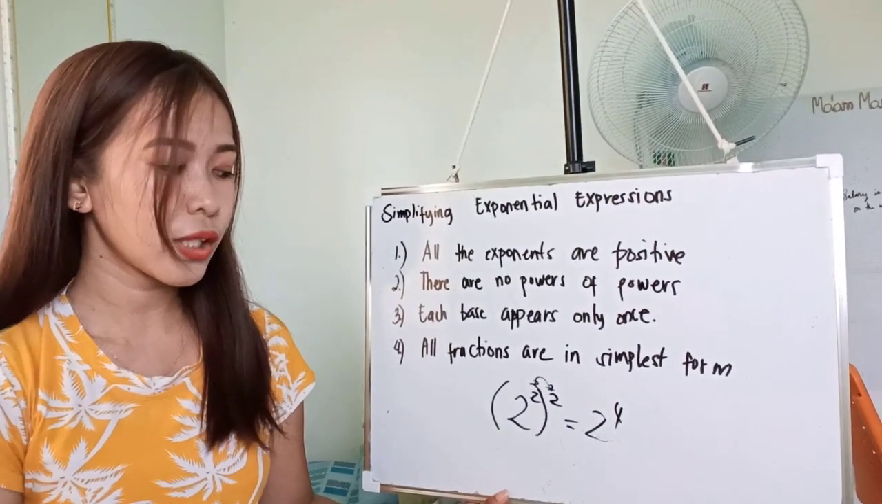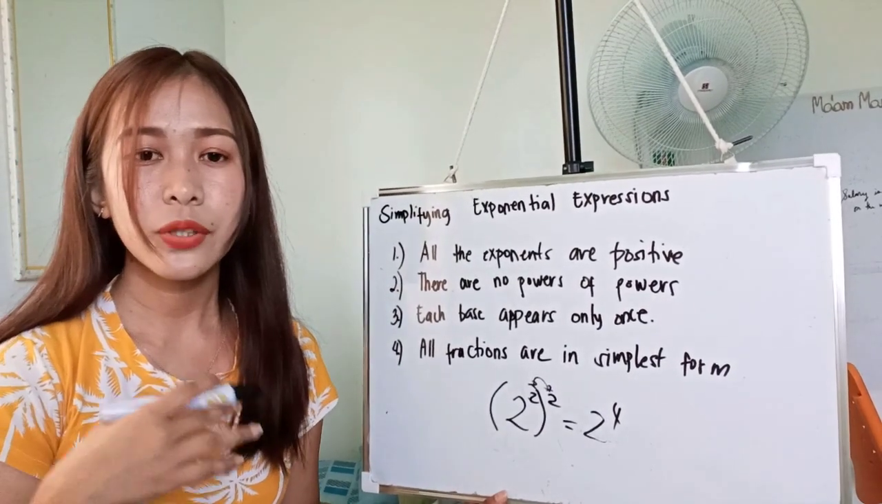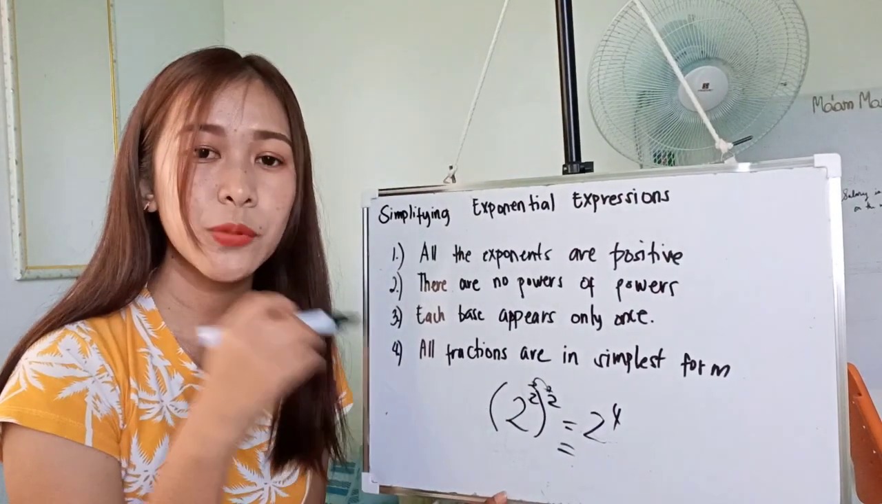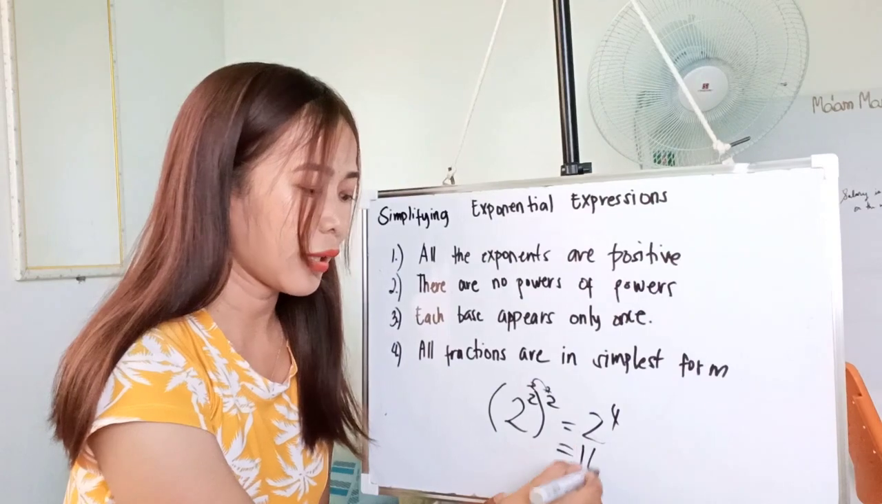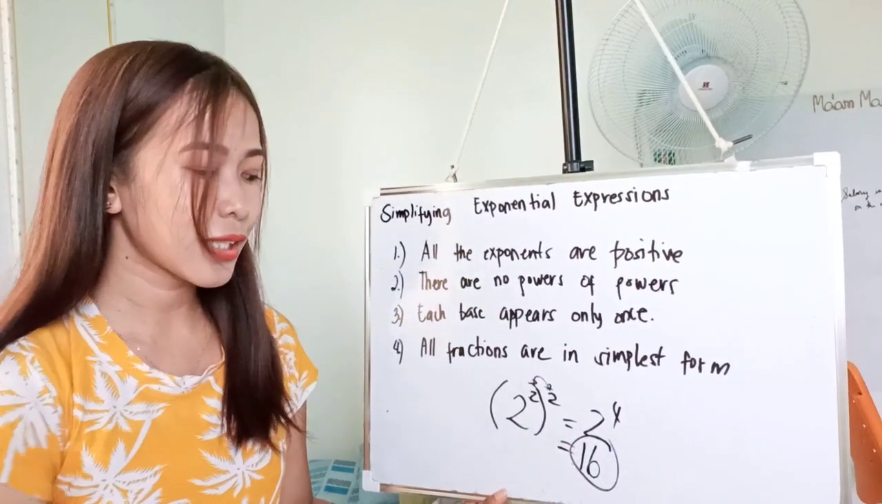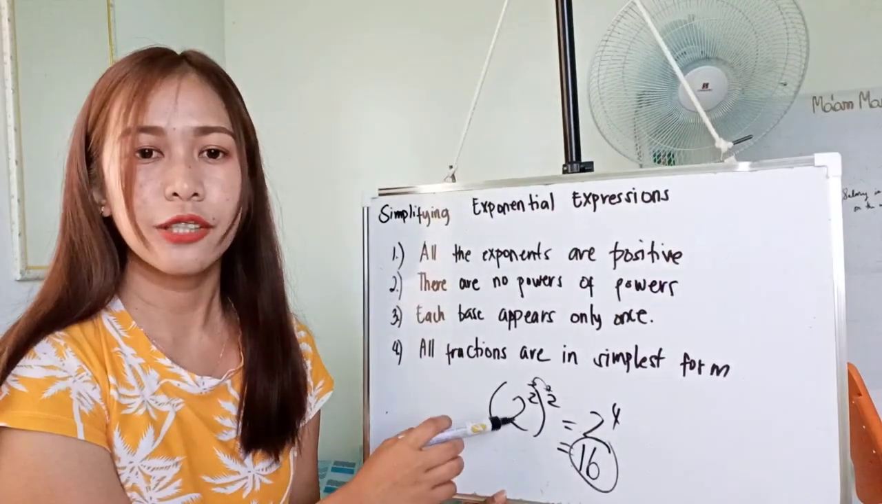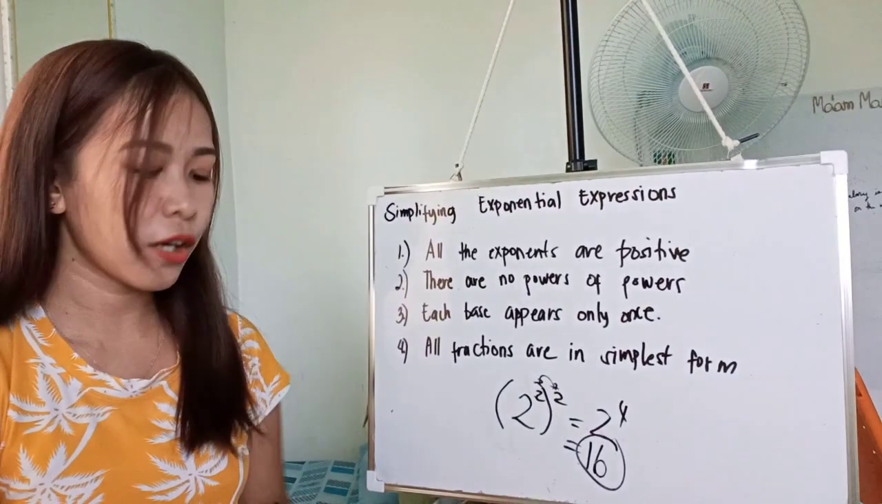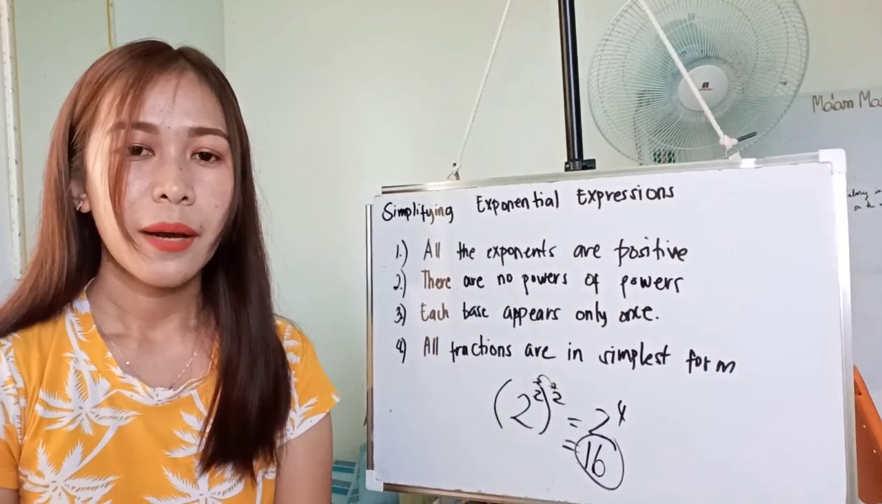What you are going to do is, of course, to simplify, 2 raised to 4 is equal to 2 times 2, 4 times 2, 8 times 2 is 16. Diba? So, that is the simplest form of this expression, 2 raised to 2 raised to 2. Okay, ganun yung sinasabi ng there are no powers of powers.